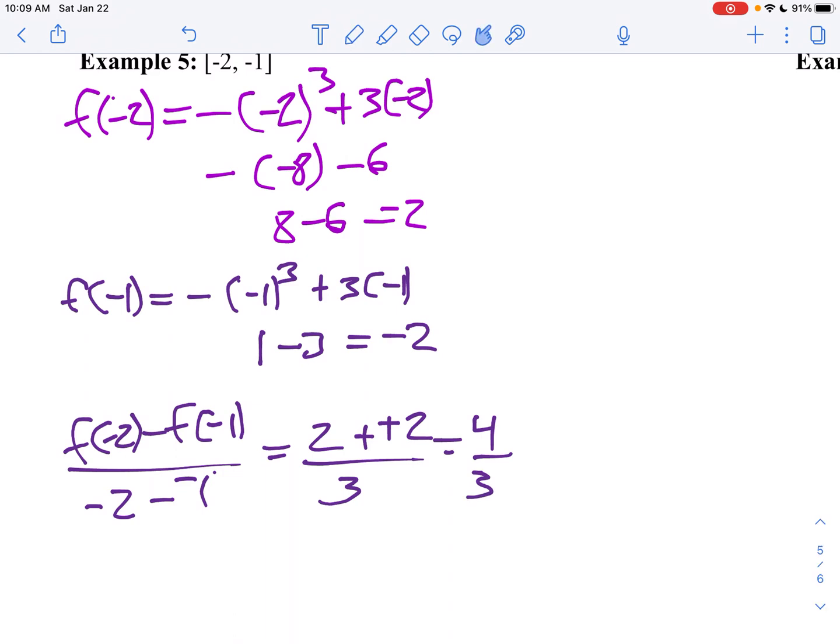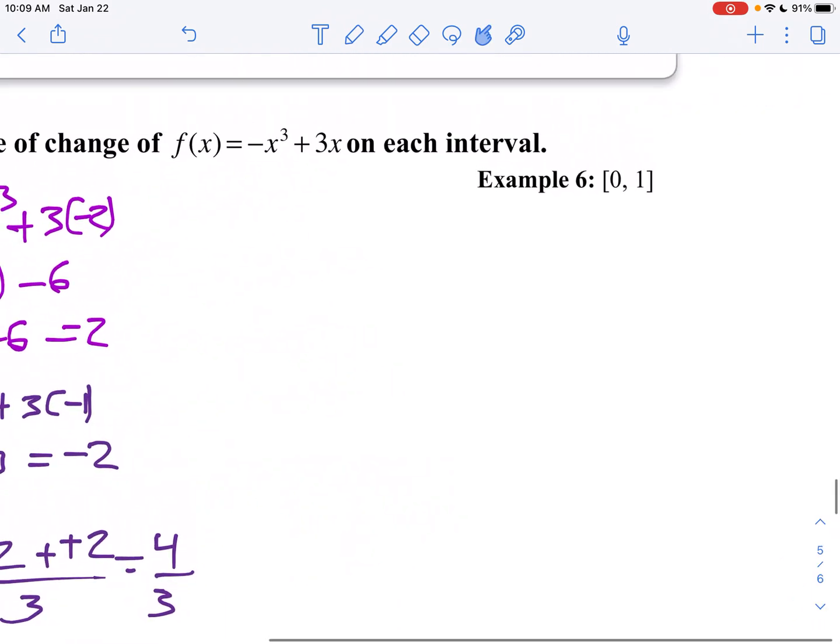Now, what I'd like you to do is example 6, which is kind of the same thing. So pause the video, do example 6, and then restart the video to compare your answer.